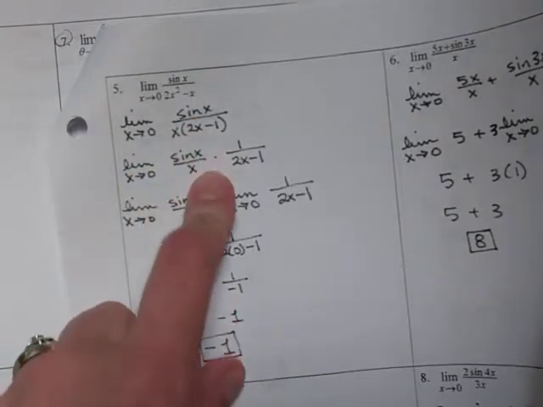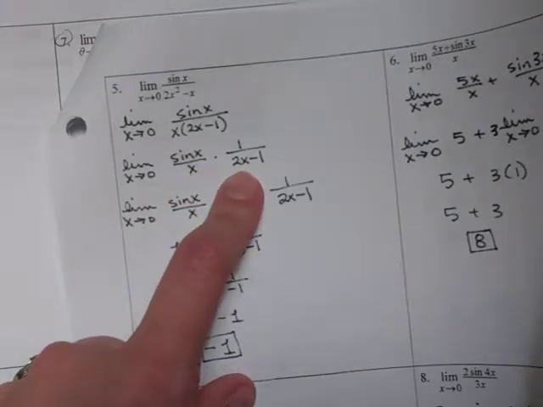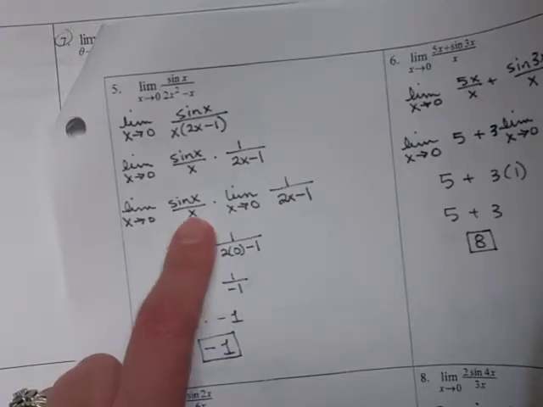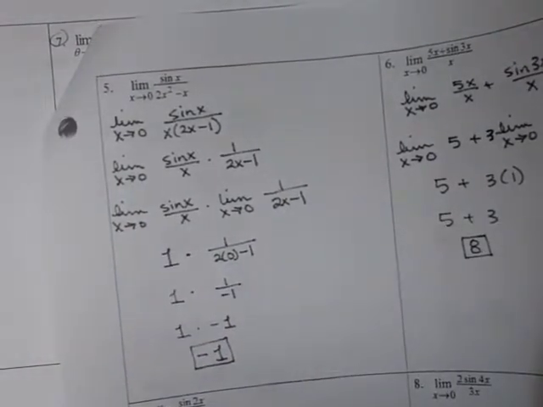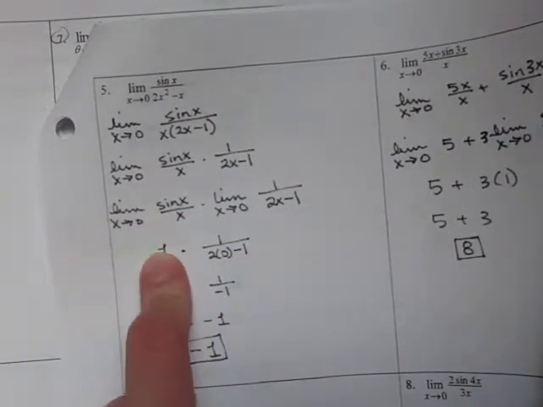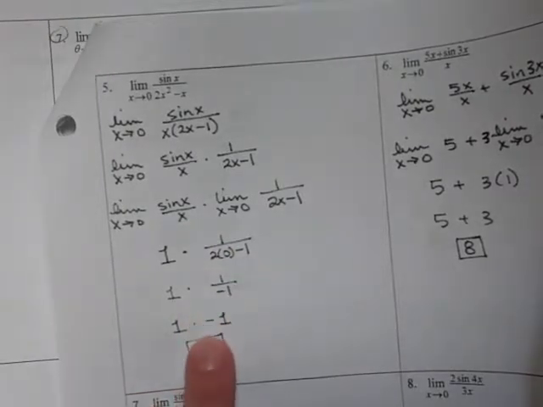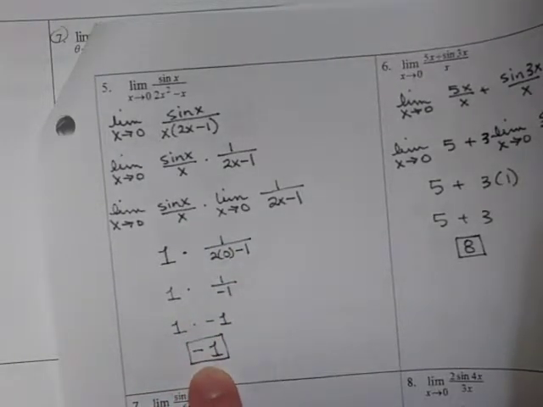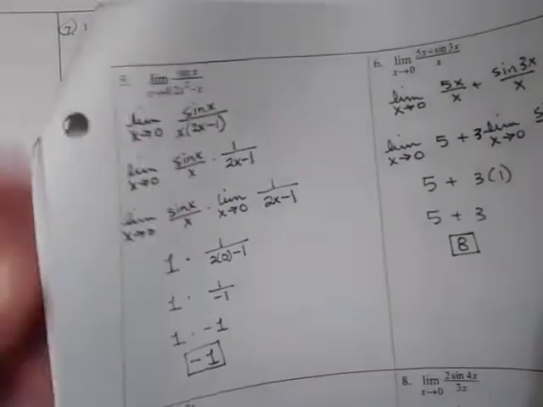So I'm going to break this apart into my sine x over x times my other fraction, 1 over 2x minus 1. So again, they broke up the limit. We know we don't really have to do that, but it's easy to see very clearly what's going on right here. So we know that this limit equals 1. This limit we can actually evaluate by direct substitution. Evaluate, evaluate, evaluate. Final answer is -1. So again, pause this video if you need more time on that question.